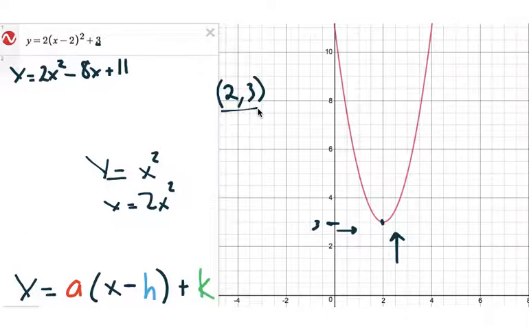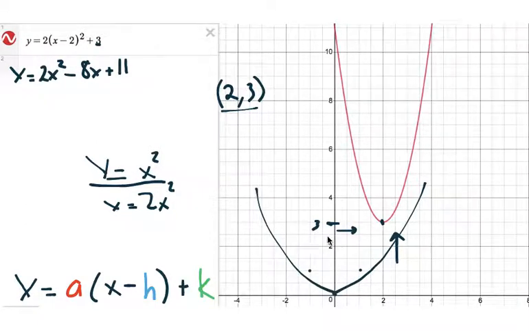When I say shift, I'm talking about shift from the origin, because the base function is y equals x squared, which is like a basic parabola from the center, right? Or it looks something like that. Not to scale, but yeah. So it's just the shift in the vertex and the stretch with this a value.